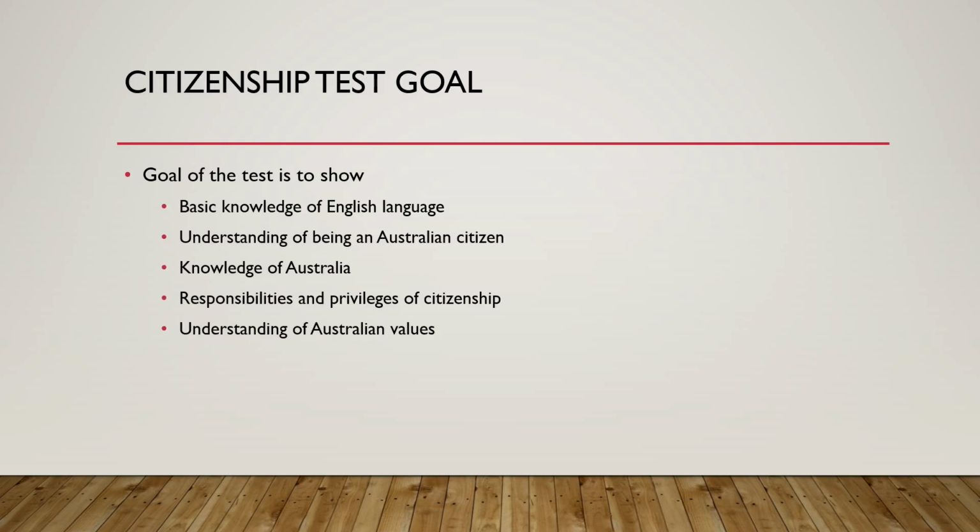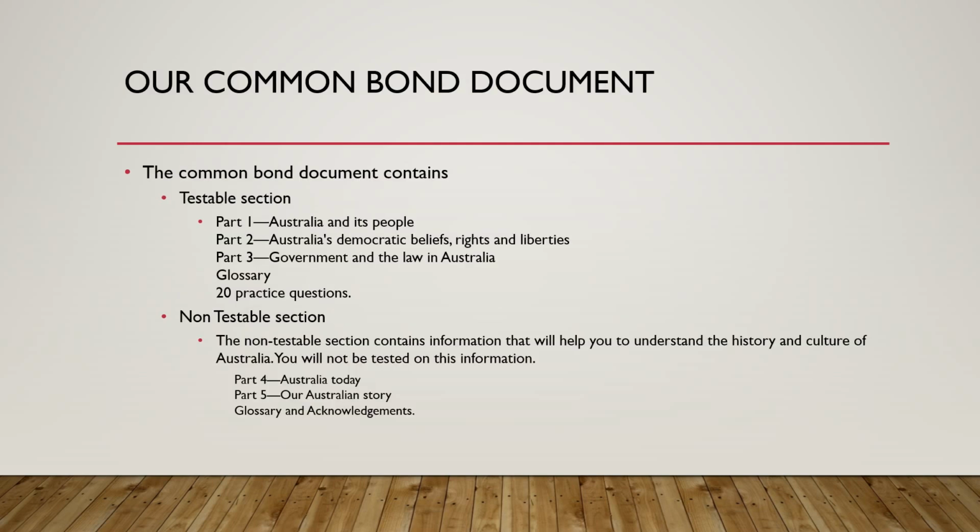So the citizenship test goal is just to show that you have basic knowledge of English, understanding of being an Australian citizen, knowledge of Australia, responsibility and privileges of citizenship, and understanding of Australian values. There is a Common Bond document PDF available on the Australian Immigration website, and it contains the testable section and non-testable section. I will cover both.